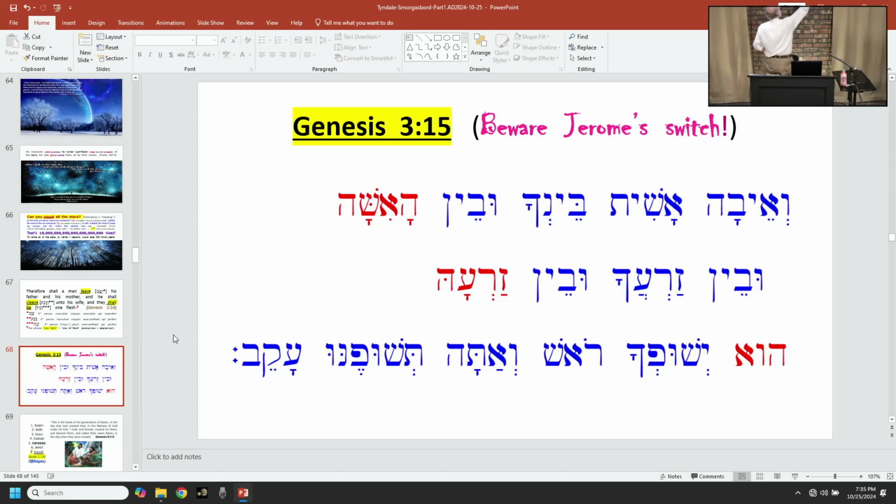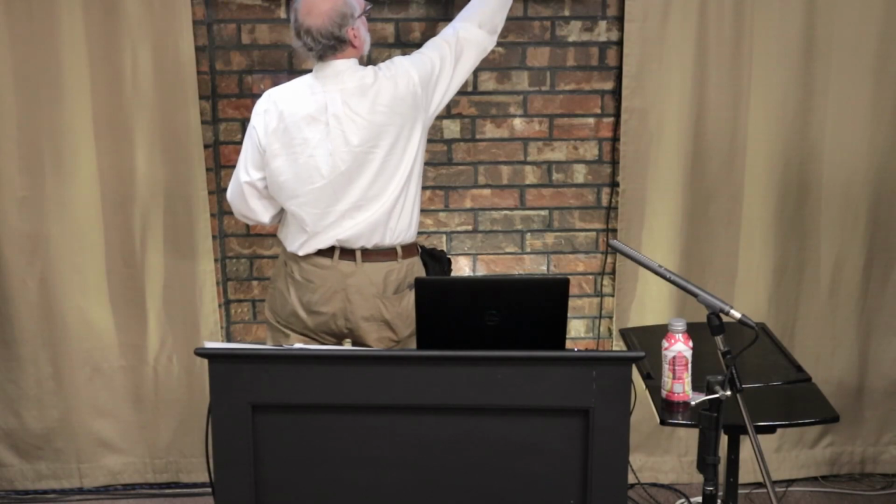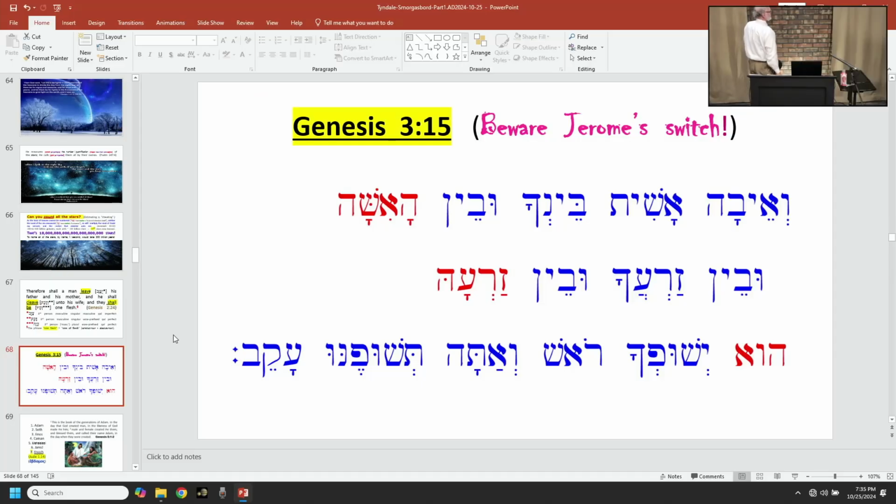So who's going to do the striking of the serpent? It's going to be the seed of the woman, who is a he. It's Christ. Jerome translated this, and there's no excuse for it, as she, because he wanted to promote a role for Mary that the Bible didn't have. So that has caused a lot of trouble. Jerome was responsible for three different kinds of trouble, but anyway, that was one of them.